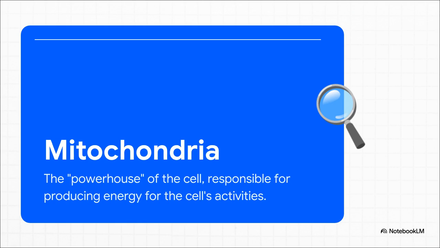Next up, the mitochondria. Okay, you've probably heard this one before. It's the powerhouse of the cell. And that's exactly what it is. Its job is to take in nutrients and just crank out energy. Energy for the cell to do, well, everything. Without the mitochondria, there's no power, and nothing happens.